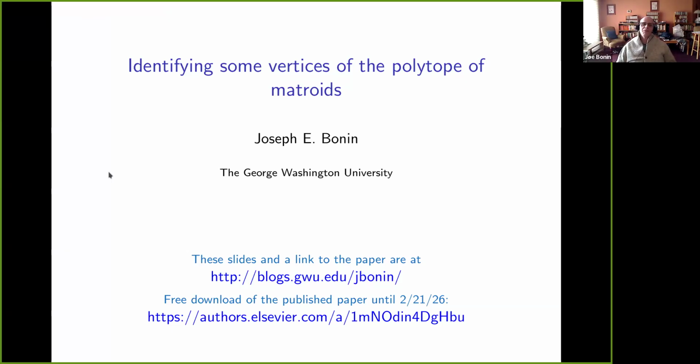I'm going to be talking about identifying some vertices of the polytope of matroids. Let me start by mentioning the plan of the talk. The polytope of matroids has relatively recently been introduced by Alex Fink and Luis Ferroni, so it may not be familiar to everyone. So I'm going to spend roughly the first half of the talk on general background on the polytope of matroids, because that's what motivates these results.